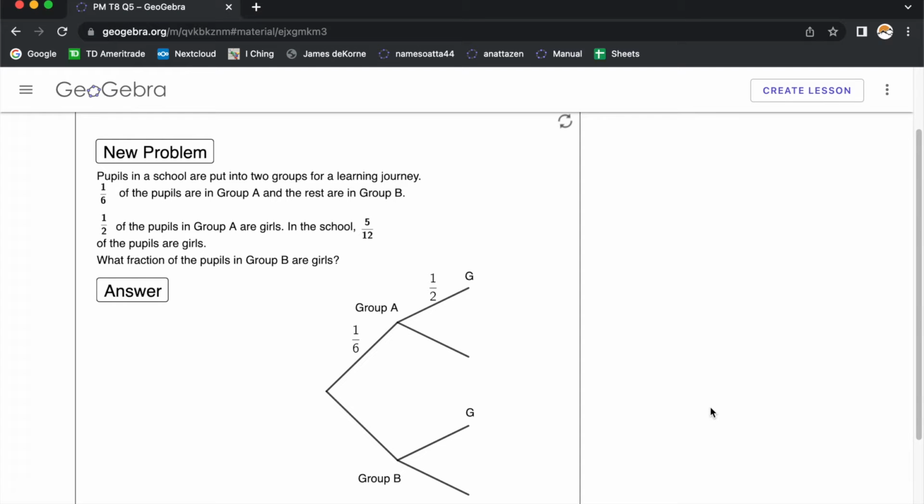Hello there. Today I want to discuss this particular math problem, which I believe is a past PSLE math question.